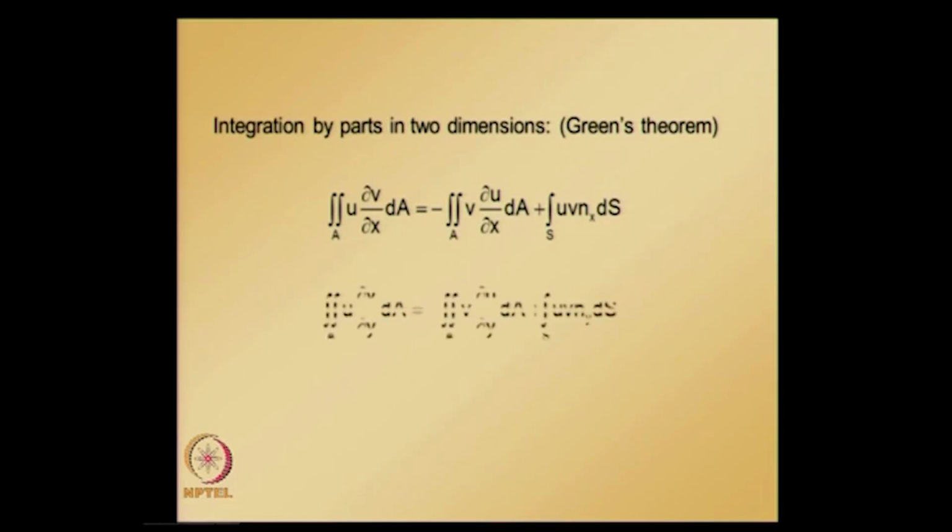And similarly, we can write the second equation also, which is the integral of u times the partial derivative of v with respect to y integrated over A is equal to minus v times the partial derivative of u with respect to y integrated over A, plus u times v times the y component of the unit outer normal integrated over the surface. So, using these two formulas or identities, the first two terms of the previous equation can be further simplified.